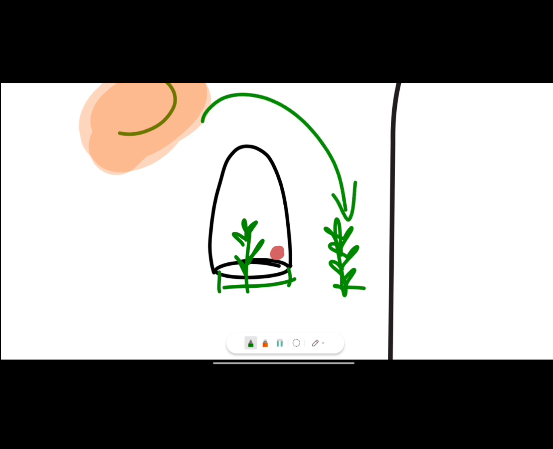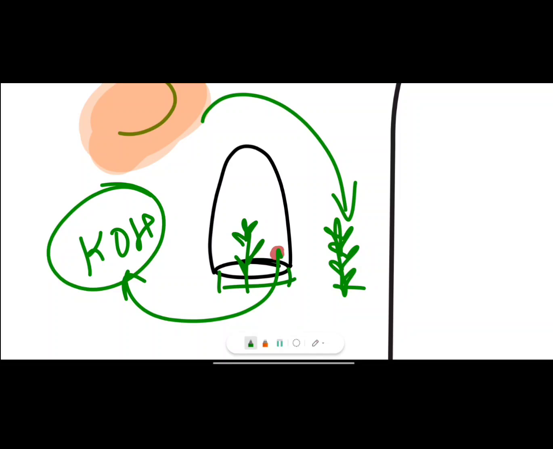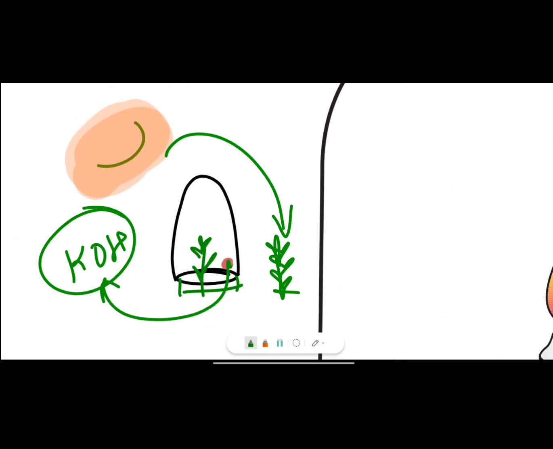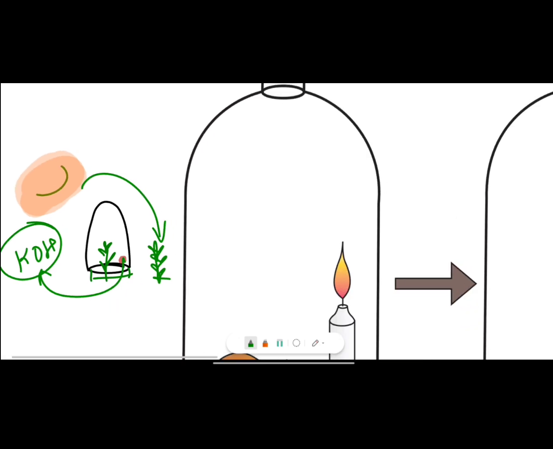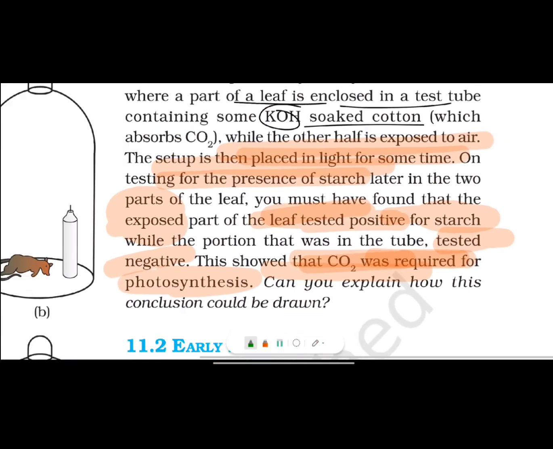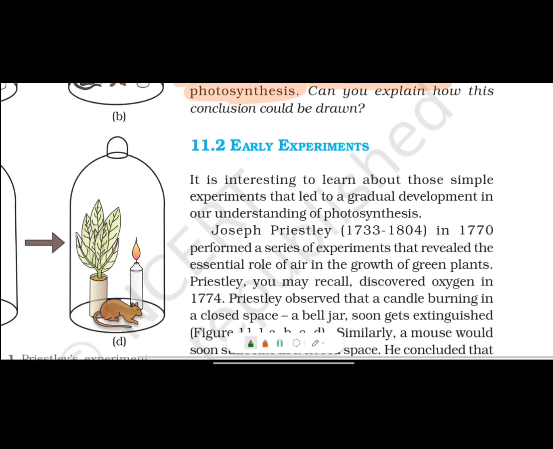You know why? It's because the KOH is present inside the bell jar, so there would be no exchange of gases inside the bell jar. The CO2 which was present inside the bell jar will be removed. So we can conclude that the presence of CO2 is needed for the process called photosynthesis.